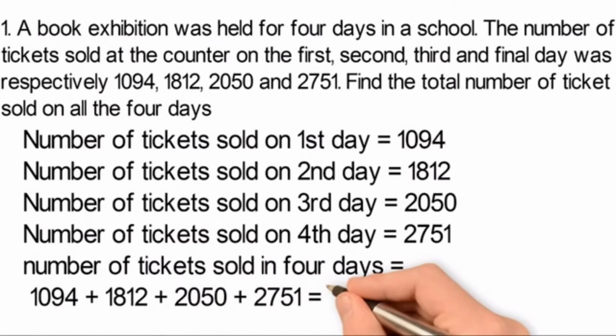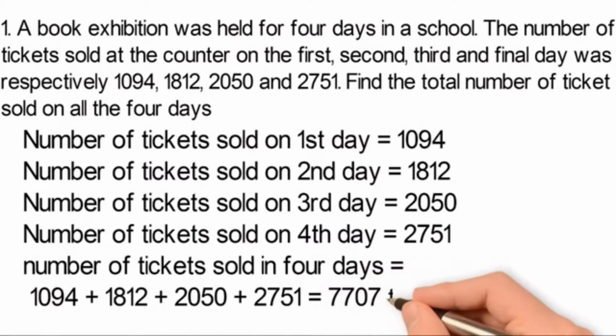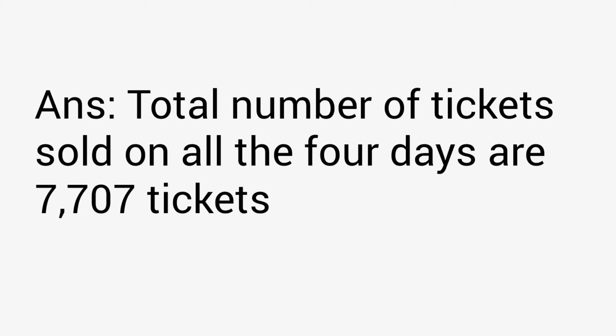Can you add up and tell me? It is the easiest example, I am telling you and repeating. And the main important thing is reading an example. Yes, the answer is 7707 tickets. You find your answer. So the final answer in words is, total number of tickets sold on all the 4 days are 7707 tickets. Isn't it easy? I will keep on telling you, reading is important.